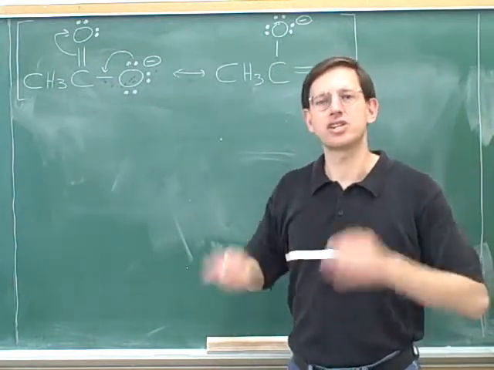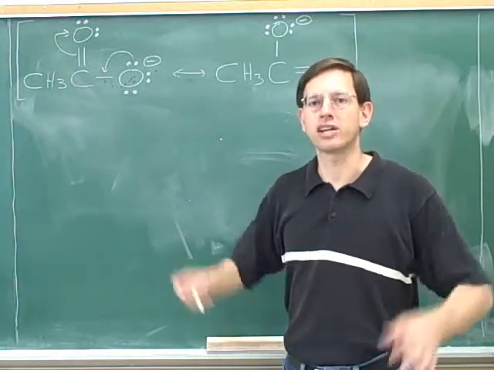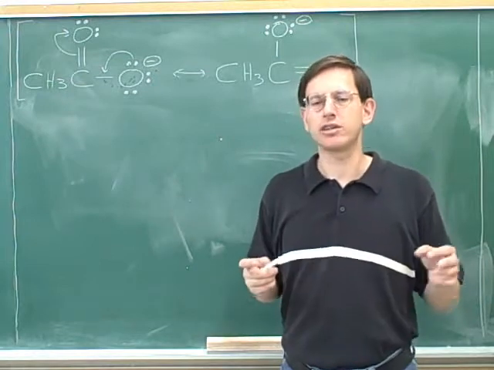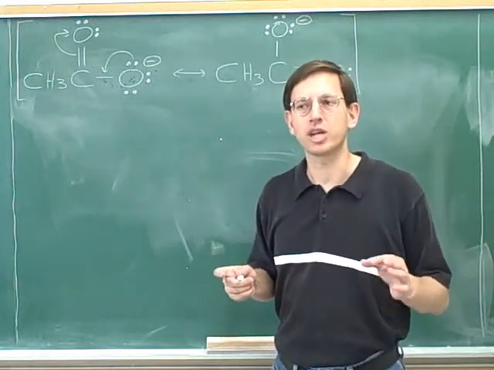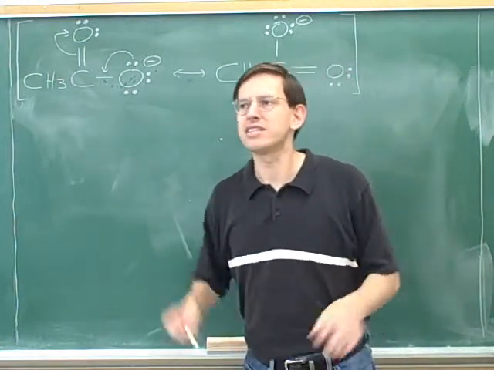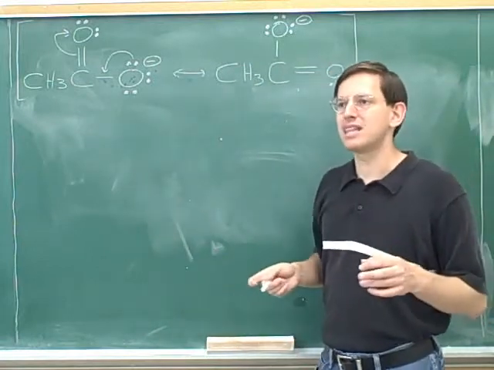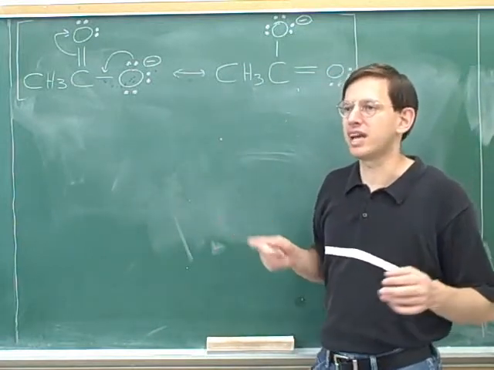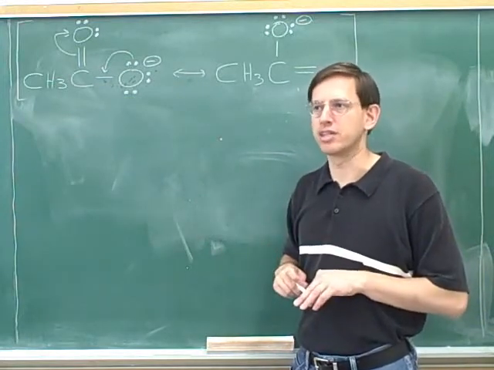The acetate is not shifting back and forth between two different pictures. The acetate just looks like one thing. But what the acetate looks like is something we can't draw. There's no way to accurately draw a correct picture of what the acetate looks like. Instead, all we can do is draw a bunch of resonance structures, and then we have to say that the true picture of acetate is a kind of blend or average of all the different resonance structures that we've drawn.